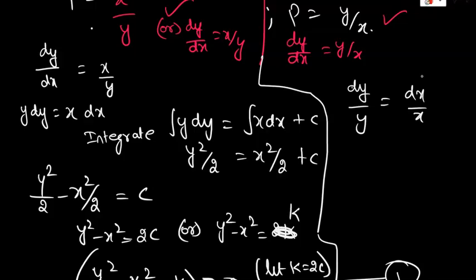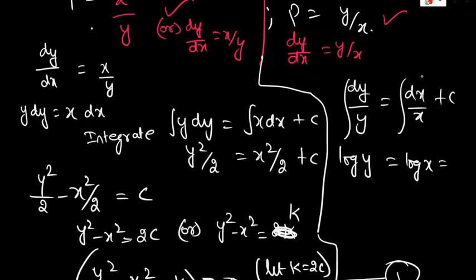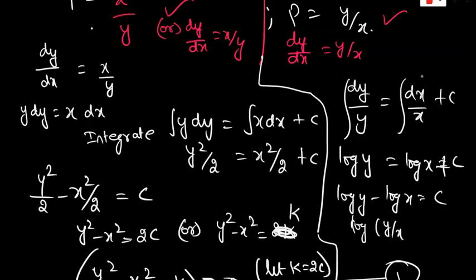And if I again integrate this, let me write the integration symbol also. Integral of dy by y is nothing but log y, and this is log x, and then here it is some constant, C or K, whatever it is, plus C. If I take this to one side, log y minus log x is equal to C, and log A minus log B is log A by B. So I can write it as log y by x. And this C, I can write as some log K.